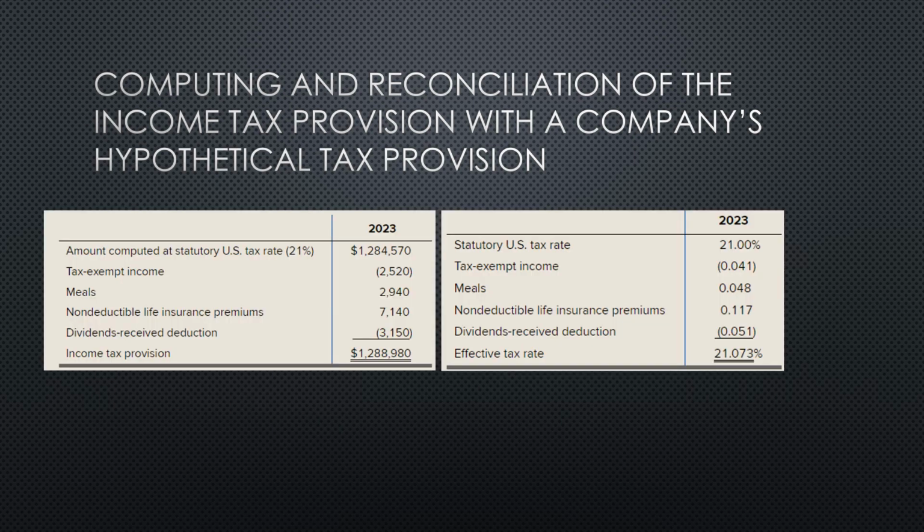So here is an example of a computation, and before I continue, I need to say that companies can present the reconciliation in terms of a tax rate, as you see on the right, instead of a number. So you can see on the left, we have the U.S. tax rate of 21% of their income. And then we have reconciling items of tax-exempt income, meals, non-deductible life insurance premiums, and dividends received deductions. And that gives us the income tax provision. On the right, we have the same numbers except they're a percentage.